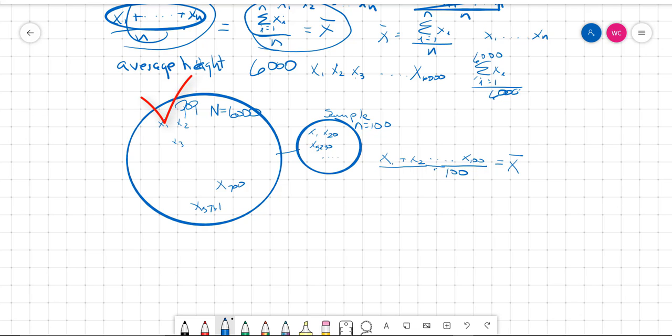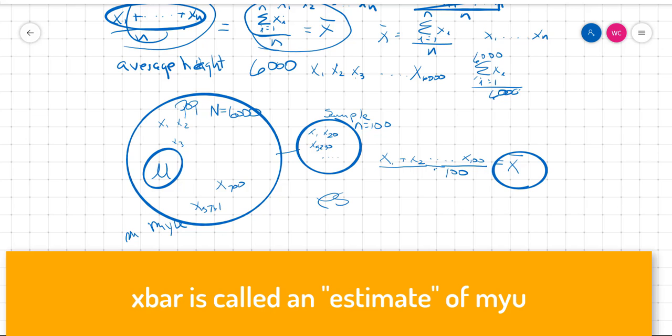But for the mean of the whole population, we don't use x bar. We use a different symbol. We use this symbol mu, which is a Greek M. Mu, M-Y-U. So this is what we're trying to know, but we aren't going to actually calculate this. We're only going to calculate this. We're going to call that an estimate of mu. So x bar is called an estimate of mu.